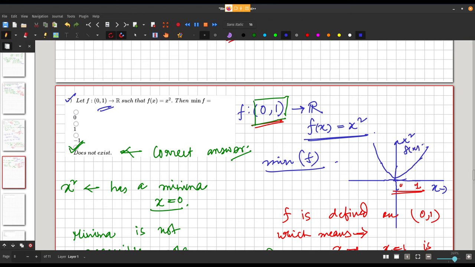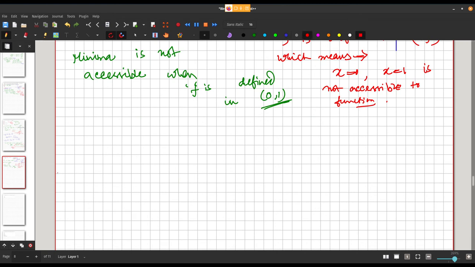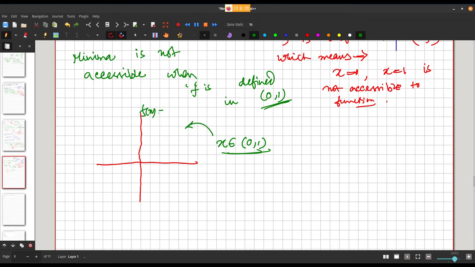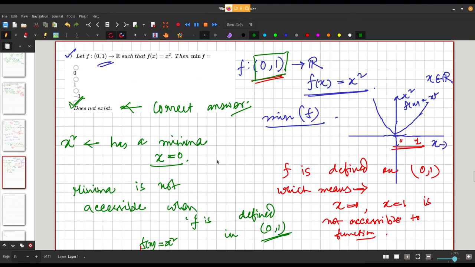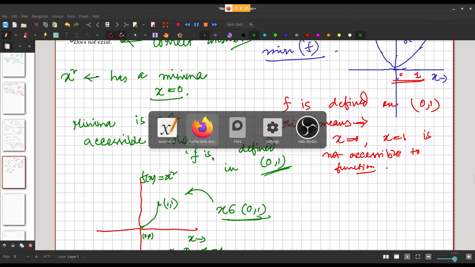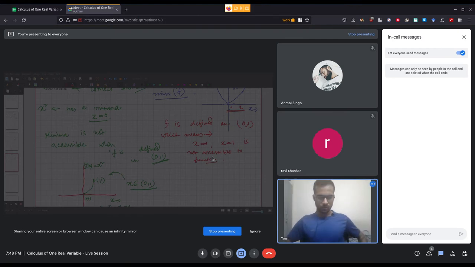So this is normal f(x) equal to x square when x belongs to R, and when x belongs to (0, 1), the function will look like this. So x equal to 0 and x equal to 1 points are not accessible, so the minima does not exist in this case. I hope this is okay with all of you. If anybody has any question, please unmute yourself and ask.